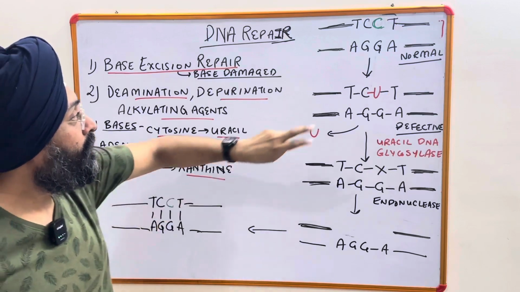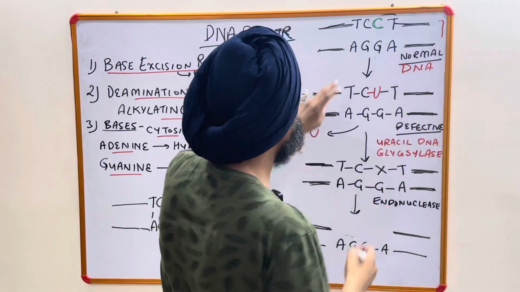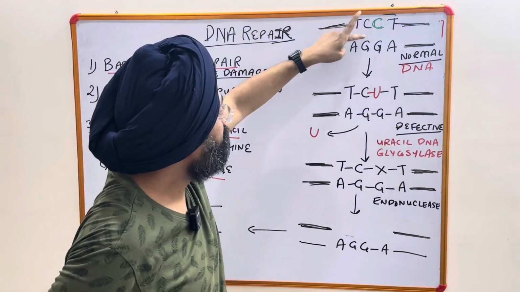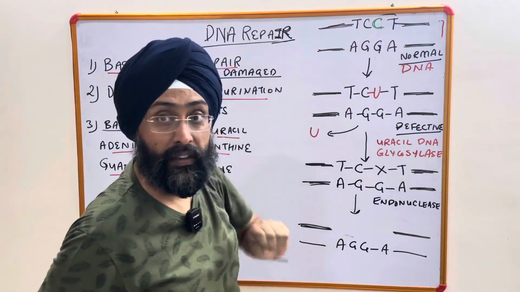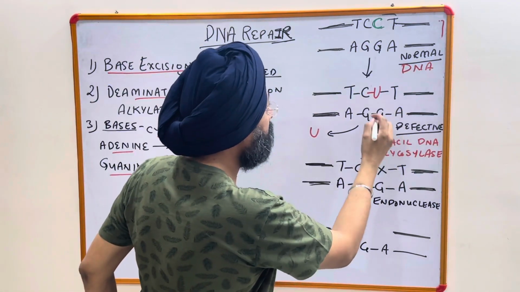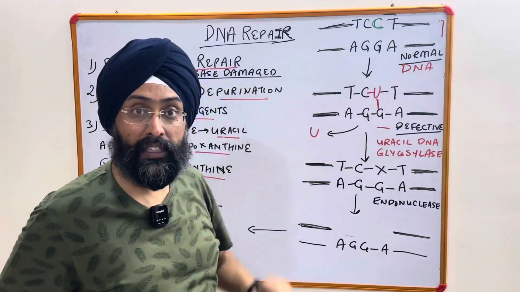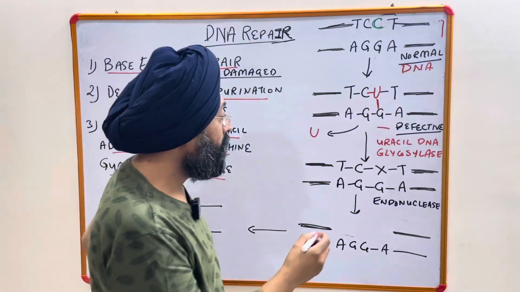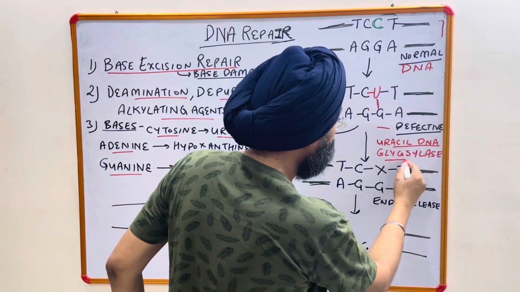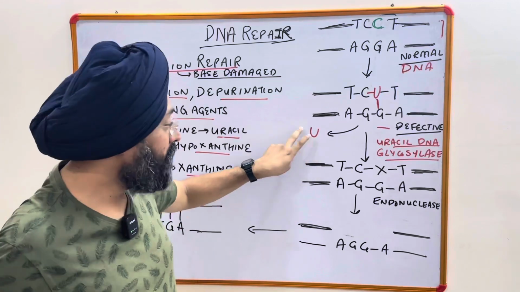Cytosine with uracil. So this is our normal DNA. A will combine with T, and G with C. In case of defective DNA, this is one defective DNA: the C is replaced with U, right? And this is a wrong base pair. So then comes the role of uracil DNA glycosylase. It will act here, and the wrong base will be removed.